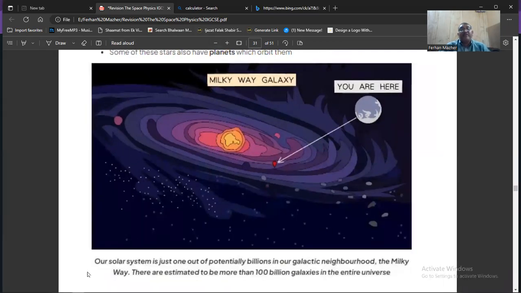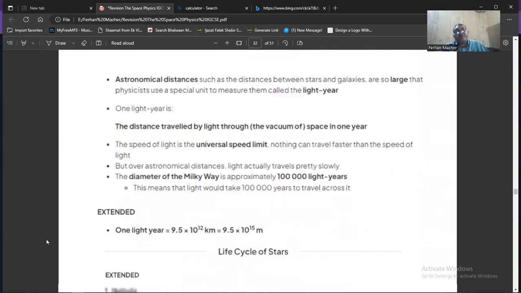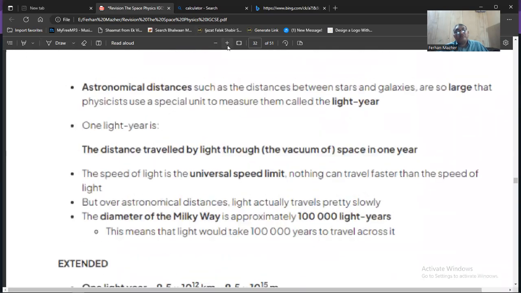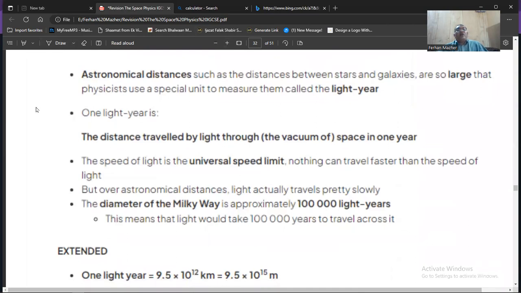So our solar system is just one out of potentially billions in our galactic neighborhood, the Milky Way. There are estimated to be more than 100 billion galaxies in the entire universe. Astronomical distances, such as the distance between the stars and galaxies, are so large that physicists use a special unit to measure them called the light year.